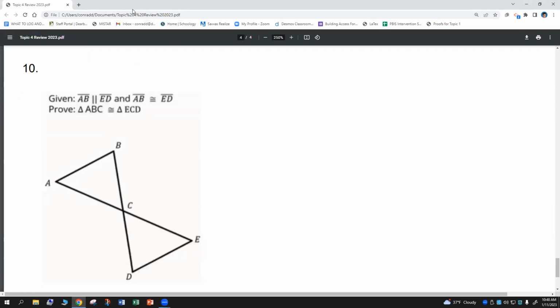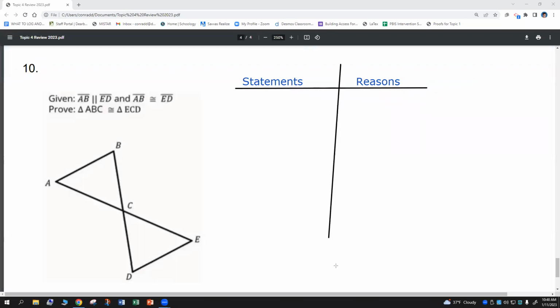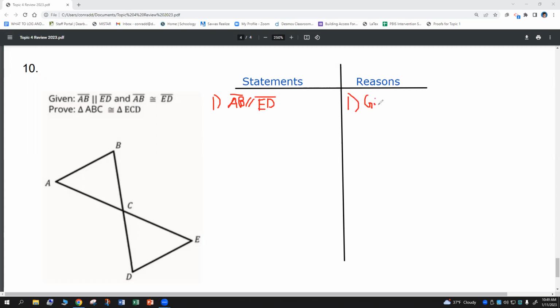Okay, so again, another proof. So we want to start with statements, and then reasons. And draw my chart. Change the color. Okay, and we're going to start with a given. So we're given two things. We're given that AB is parallel to ED. Segment AB is parallel to ED. And that is given.